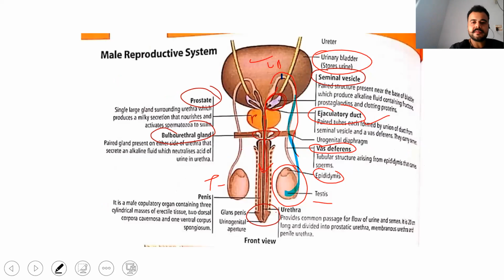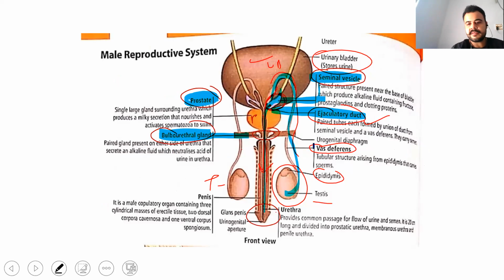Same thing as you can see over here, and then this area is passing. You can see the bulbourethral gland, and that's the prostate one. Okay, ejaculatory duct over here, seminal vesicle location, vas deferens. Okay, focus on this part. Just see what else.